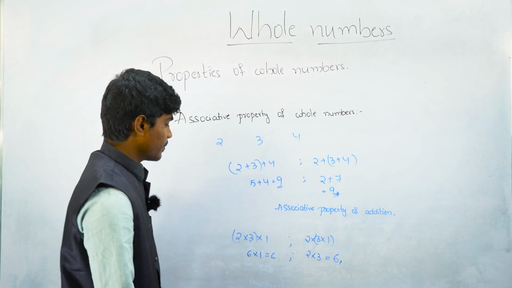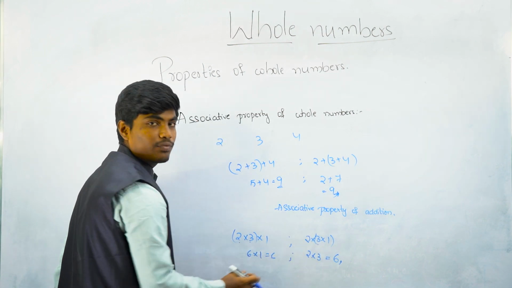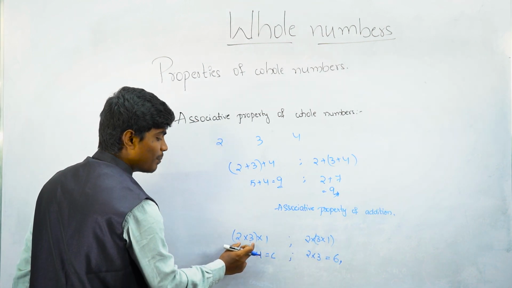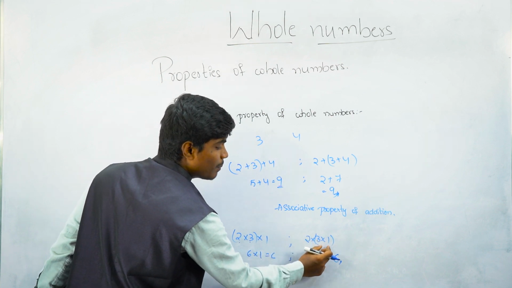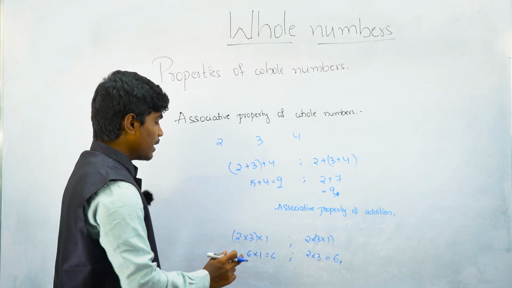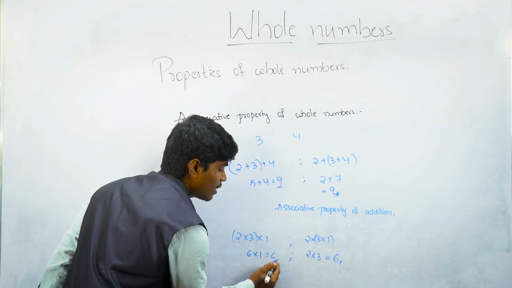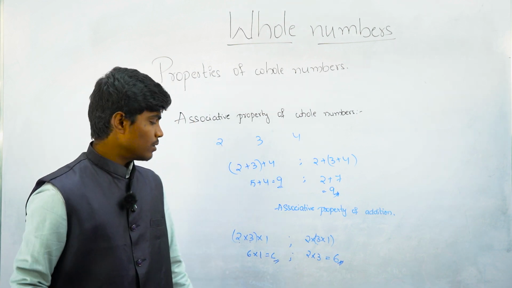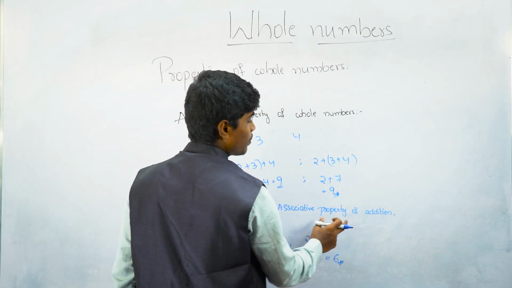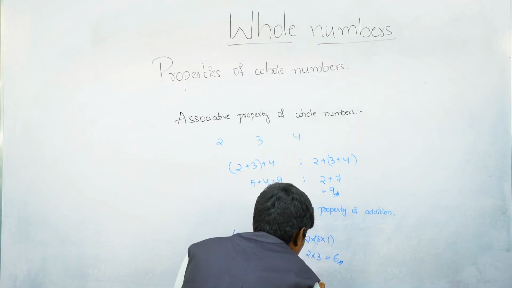The answer is same. See, here also we changed the order of the multiplication. First here we have multiplied the first two numbers. Here we multiplied the second two numbers. But irrespective of the order, the answer we got is same. So this is called associative property of multiplication.